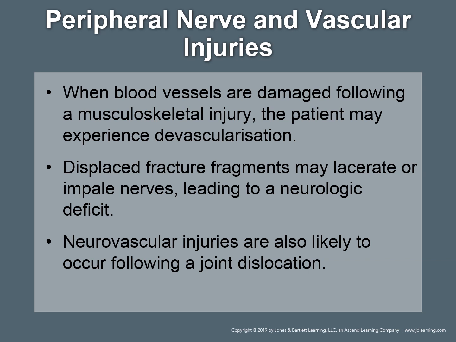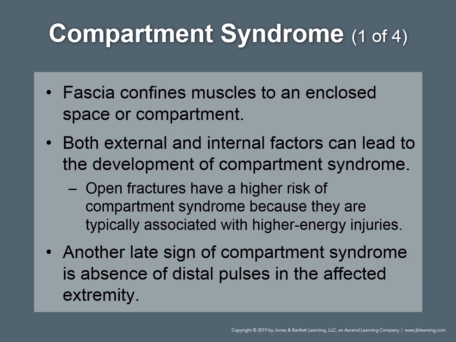When blood vessels are damaged following any musculoskeletal injury, the patient may experience devascularization, and that just means blood flow stops. Displaced fracture fragments can lacerate nerves or blood vessels and can lead to paresthesia or paralysis. And we see neurovascular compromise most often with joint dislocations. What happens is when the joint dislocates, it pinches those veins, arteries, and nerves against the bones in the upper body. Swelling causes compartment syndrome.